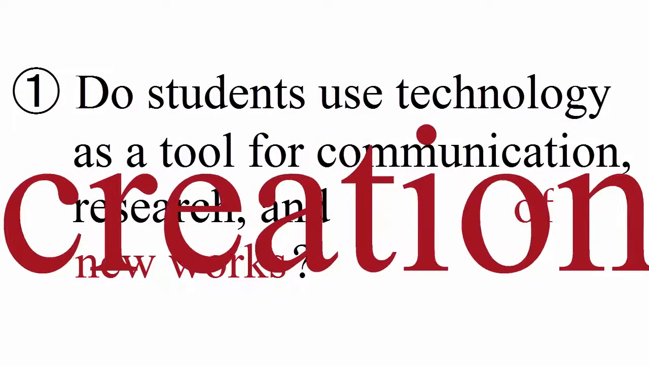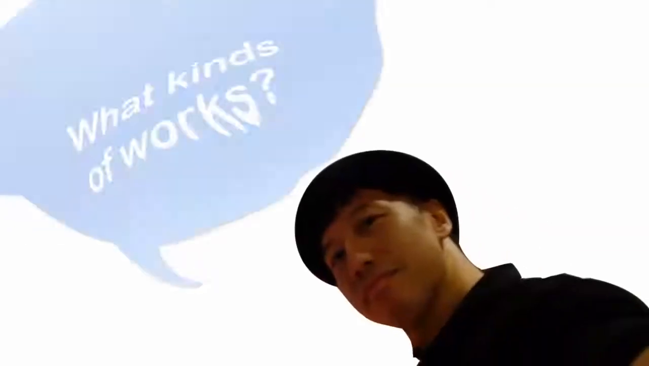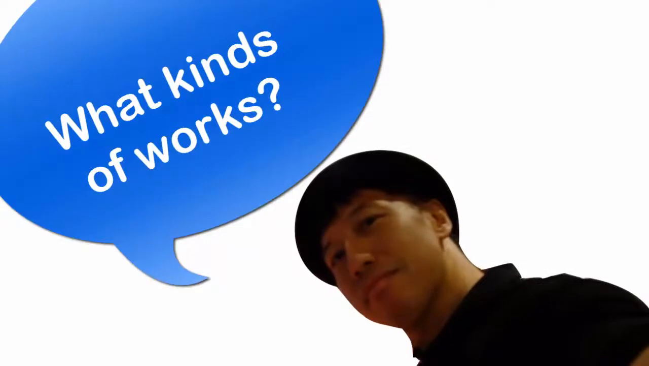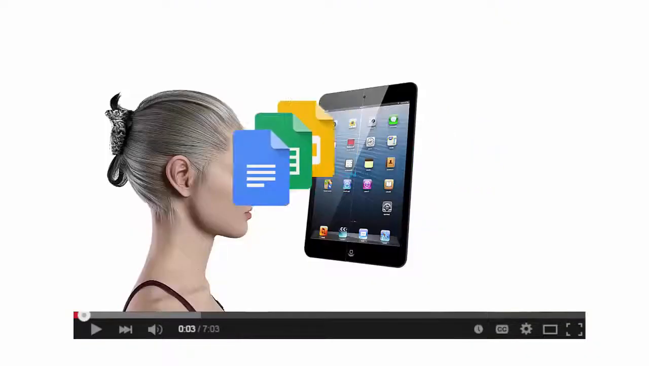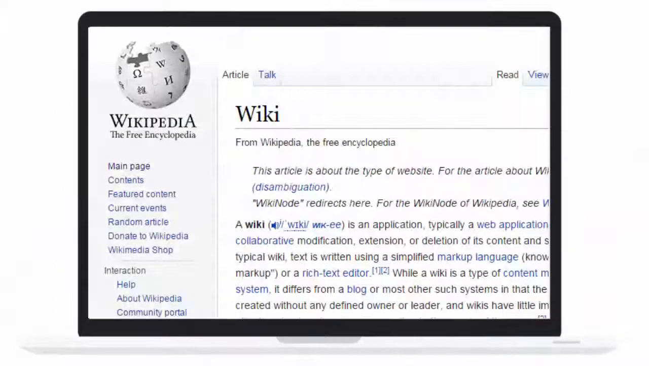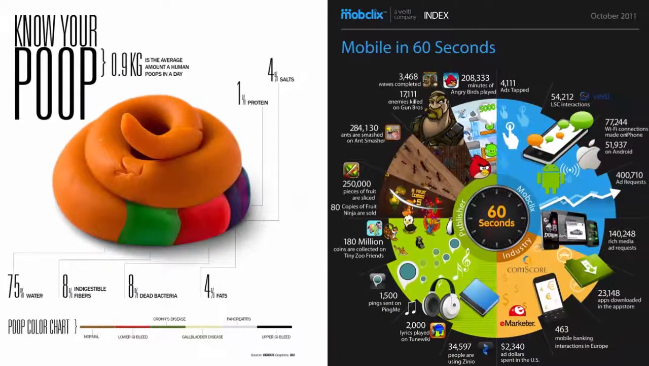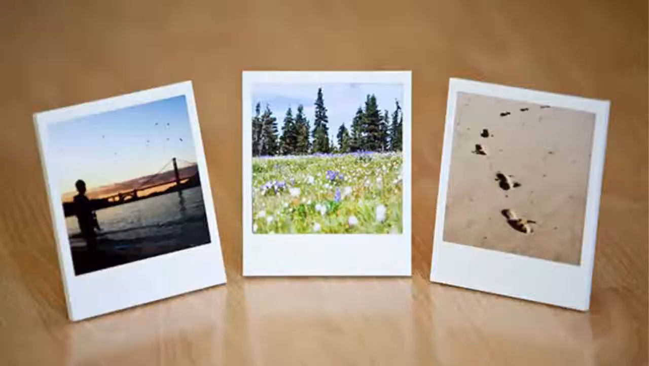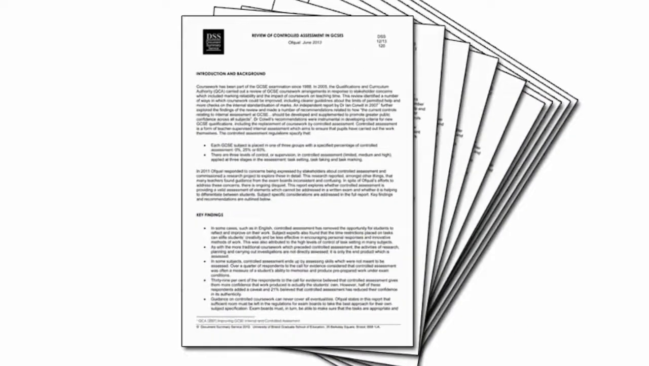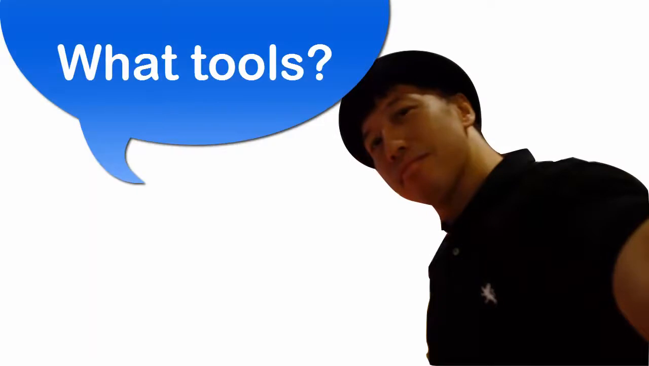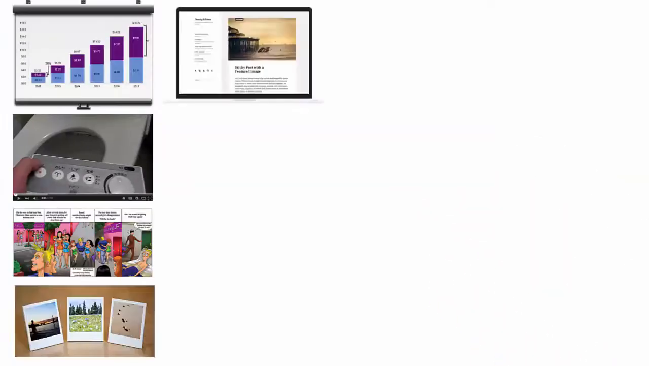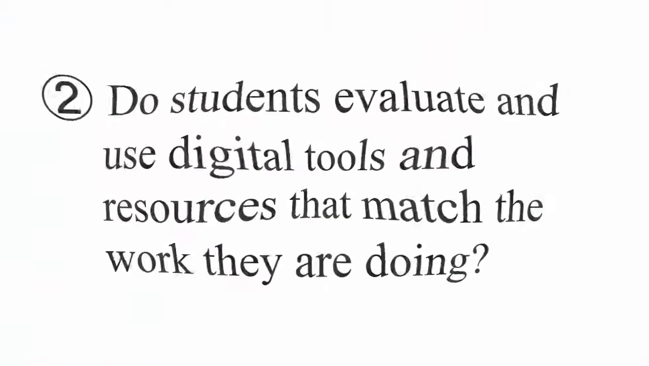So what kinds of technology do you use for researching? What about creating new works? What kinds of original works can we create? For the purpose of teaching and learning, we can create presentation visual aids, videos, animations, comic strips, podcasts, blogs, wikis, infographics, diagrams and charts, photos, essays and research papers, handouts, and so on. Do you know what tools you need and how to use them to create each of these types of works?